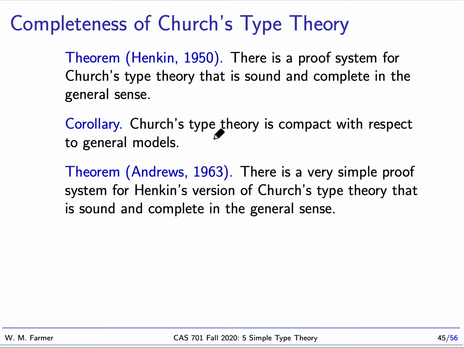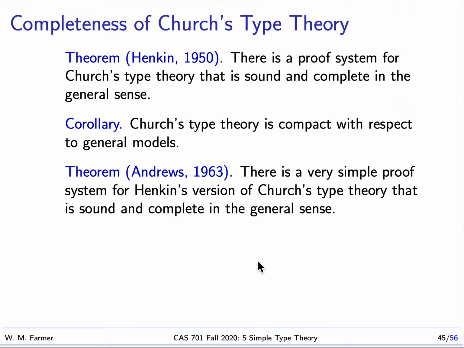Now, as a corollary of this, we can see that Church's type theory is compact with respect to general models. That means if a theory is finitely satisfiable, it is satisfiable. Now, another important theorem is Andrews in 1963. He came up with a very simple proof system for Henkin's version of Church's type theory that is sound and complete in the general sense. And so Henkin's version of Church's type theory is very simple. This is essentially what we've given.